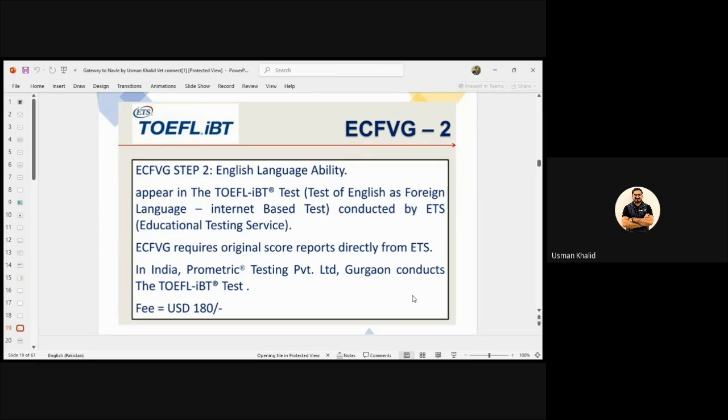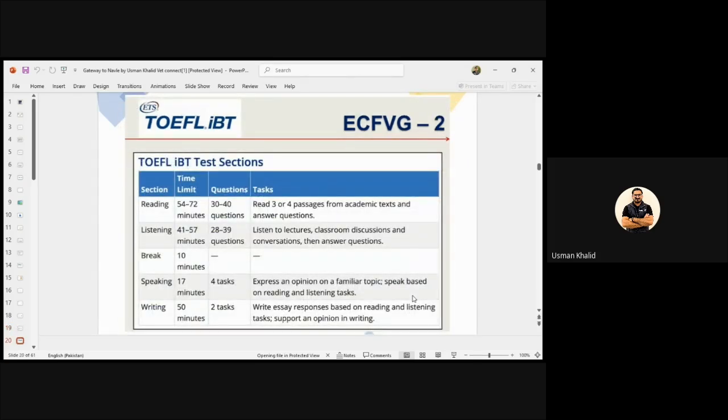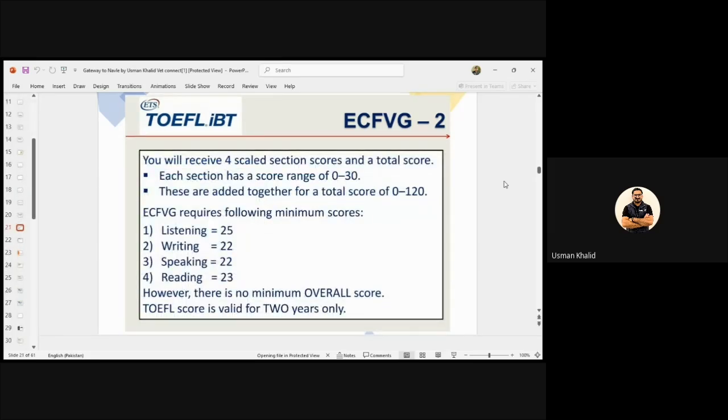Next is TOEFL. I don't have good knowledge about TOEFL, but some people find it very easy, and they are going for it. So our next step will be the BCSE.